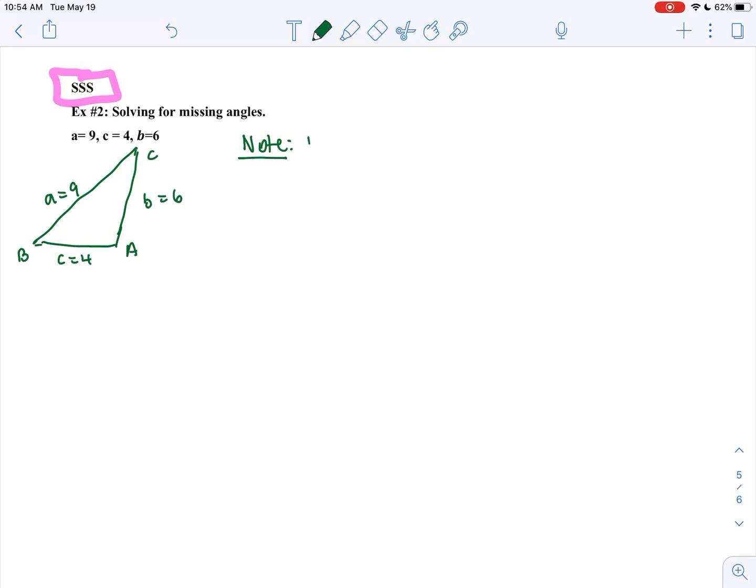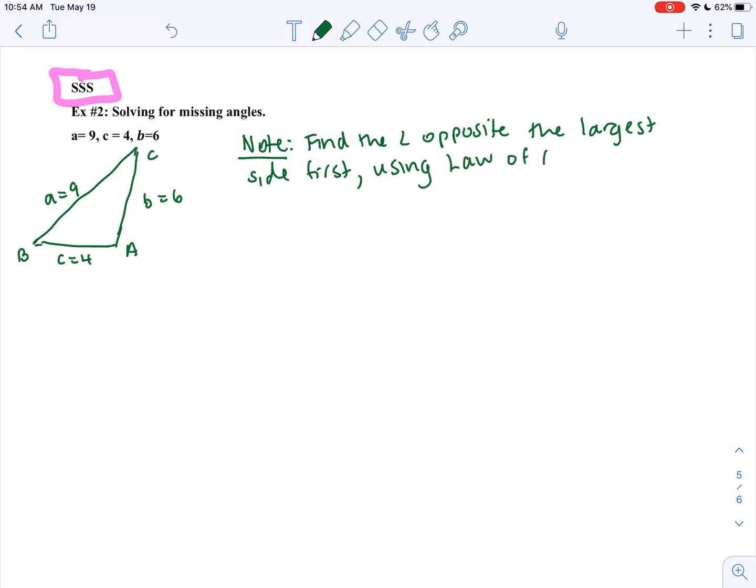The note that I'd like you to record here is that you're going to find the angle opposite the largest side first, using law of cosines. One thing to note is that most students, just like the previous example, will do law of cosines first, and once they secure the angle measure, they'll move on to using law of sines.